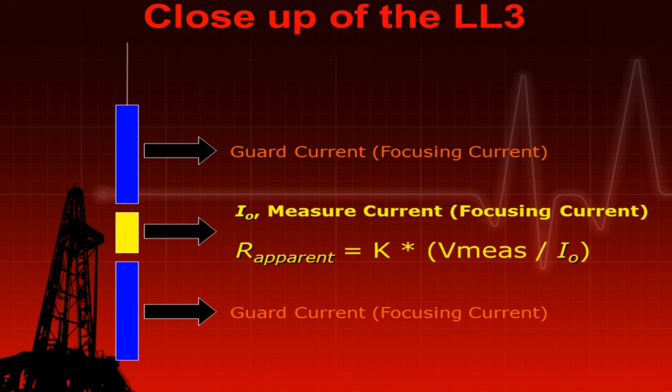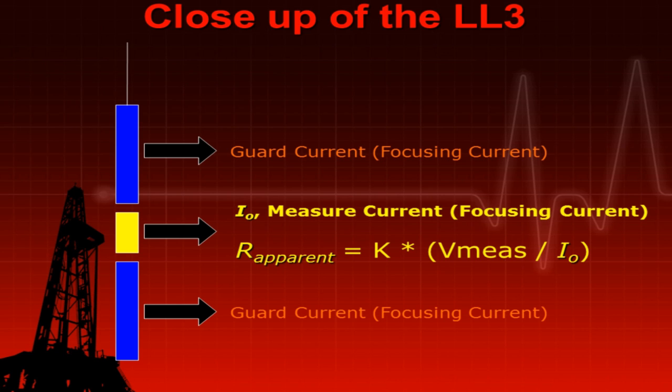So the LL3 has a measure electrode in the middle here, and out of it comes a current, I0. And really and truly, that's the only current we care about out of this tool. Then you have another electrode down here at the same voltage as this, and a guard electrode up above, same voltage as this, and they're all putting current out into the formation. As you see, when you have all these other currents coming out, it's going to focus the middle beam. This is a really lame drawing, but it's focusing the current straight out into the rock, which is what you want to do.